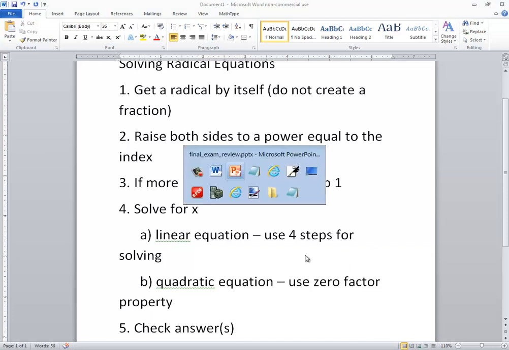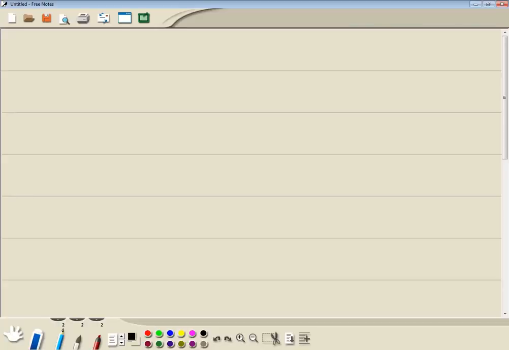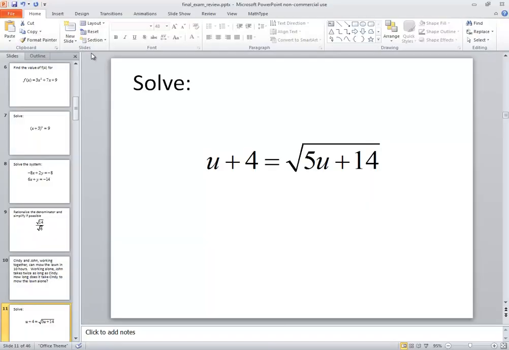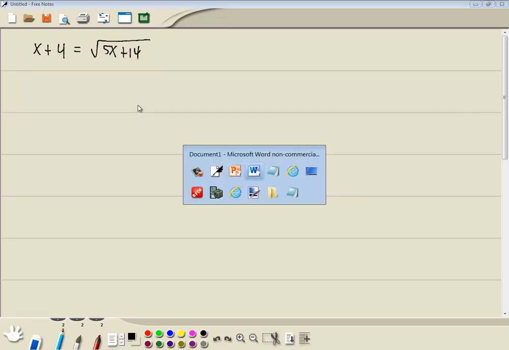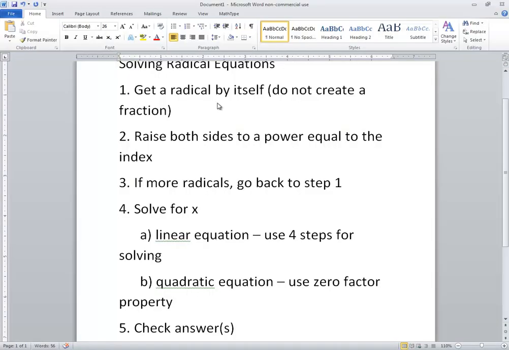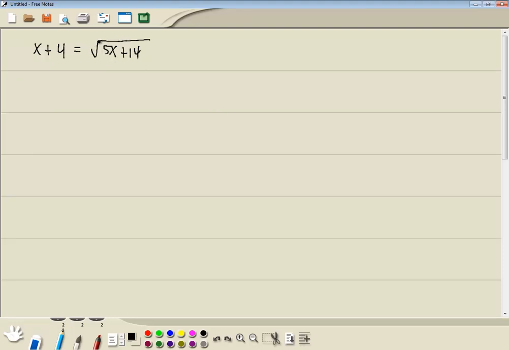Okay, so let's take a look at this problem. We get u plus 4. And I'm not going to put u's. I like x's. My u's look like 4's. So, okay, x plus 4 is equal to square root of 5x plus 14. Step 1. Get a radical by itself. What I mean by that is you want the radical by itself on one side. Nothing in front of it, nothing after it. You just want, for example, the square root of something, which is done in this problem.